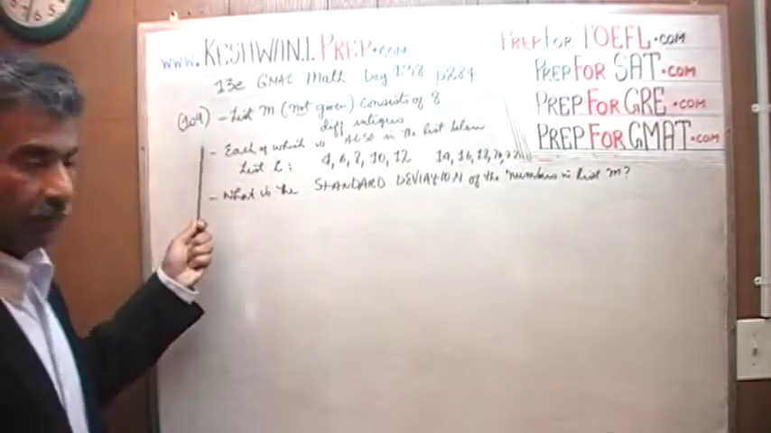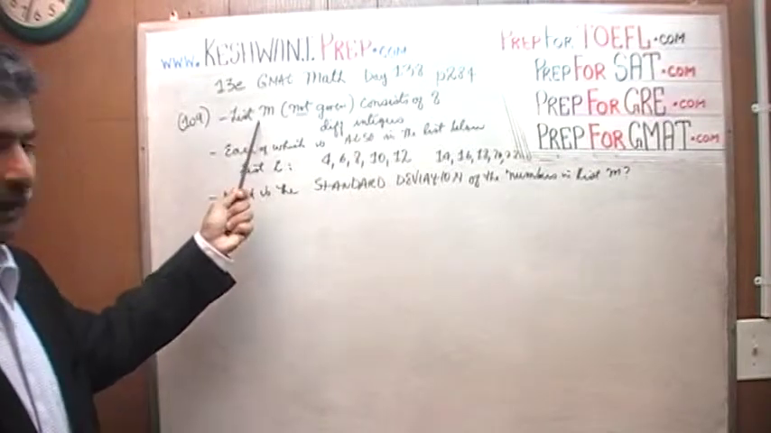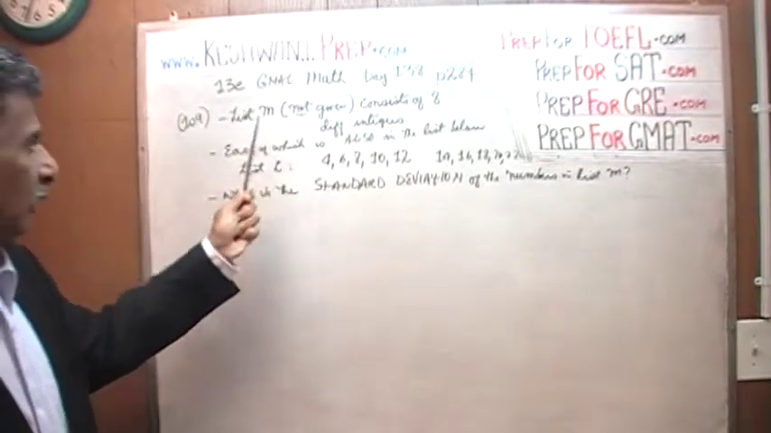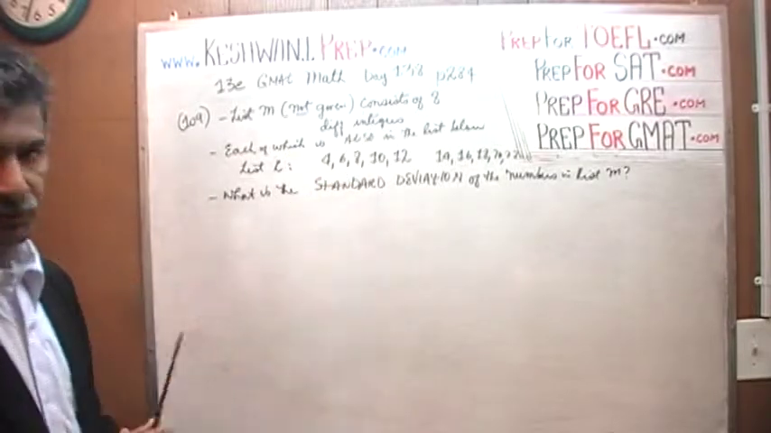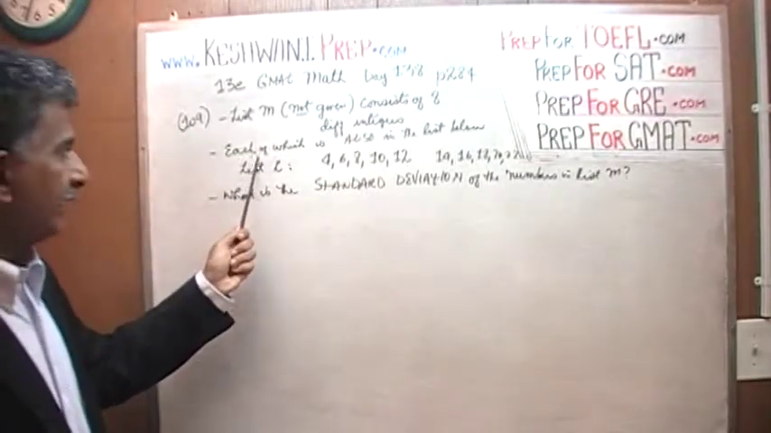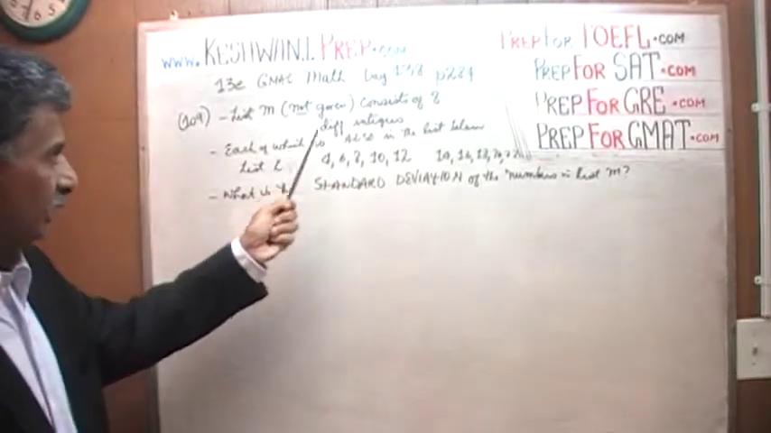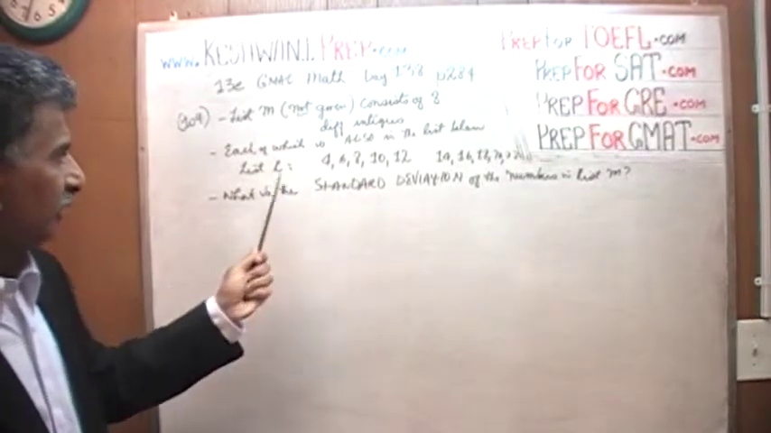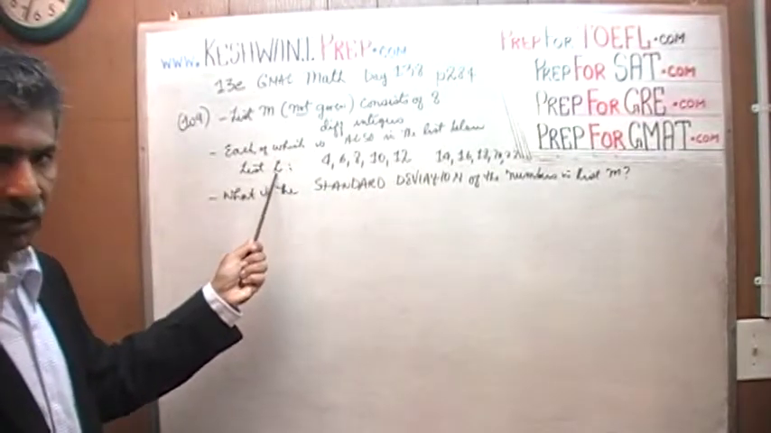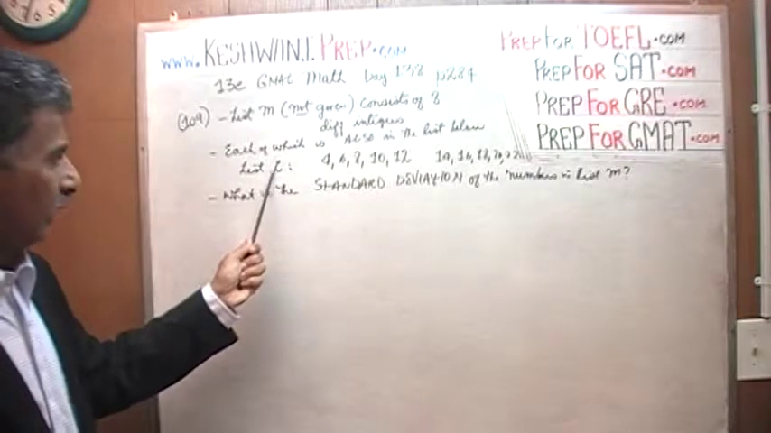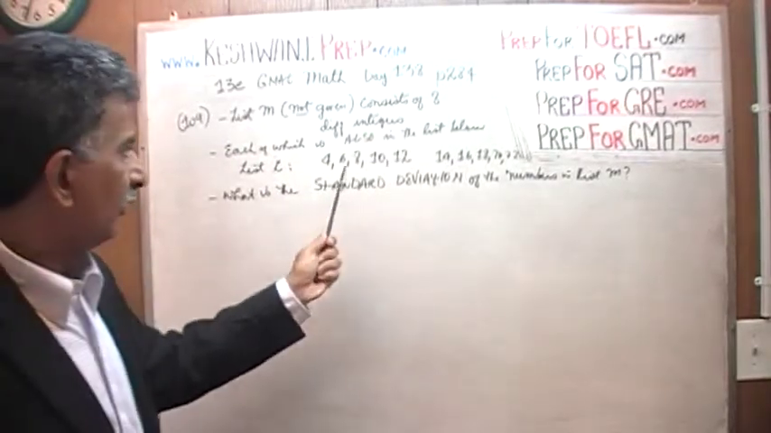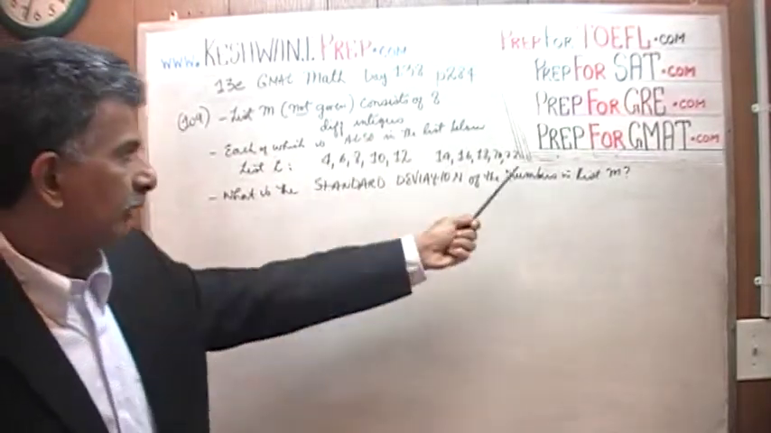In problem number 109, we are told that we have a list M, which is not given to us. We are told that that list consists of 8 different integers, each one of which is also present in the list below, which we are calling list L. In the book, they do not give it a name. Let's call it list L. And the list L consists of these 10 numbers, all the even numbers starting from 4 ending with 22.